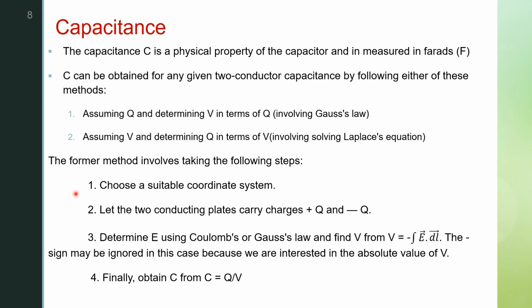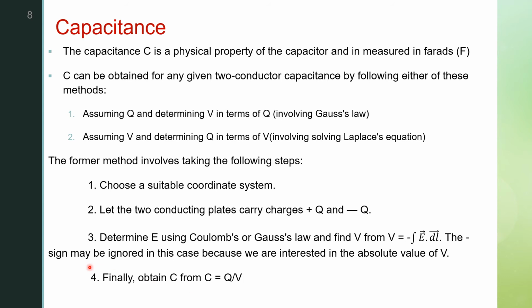First, we have to choose a suitable coordinate system. Then consider we have two conducting plates carrying charges plus Q and minus Q. With the help of Coulomb's law or Gauss's law, we determine E, and from E we can find the potential difference V is equal to minus integral E dot dl. In our calculations, the negative sign may be ignored because we are interested only in the absolute value of V. Once you have the potential difference V, we can obtain the capacitance C is equal to Q by V.